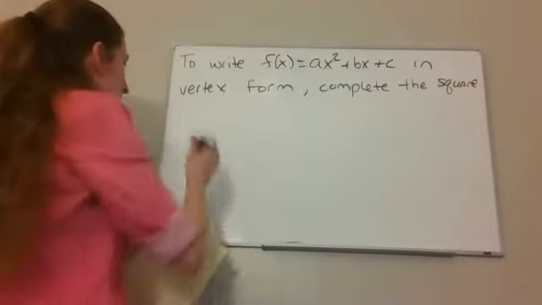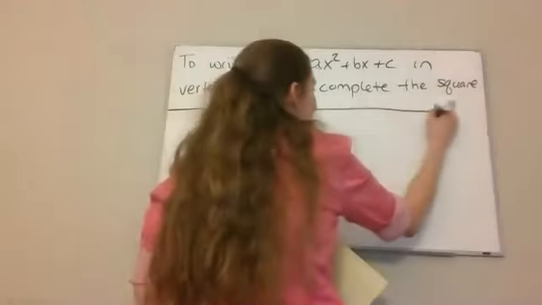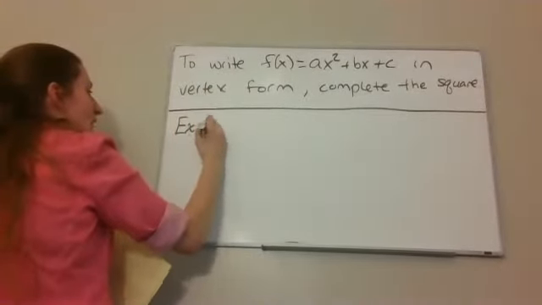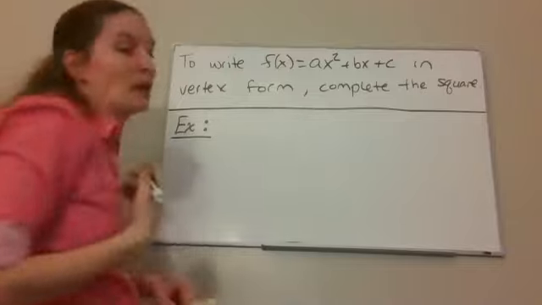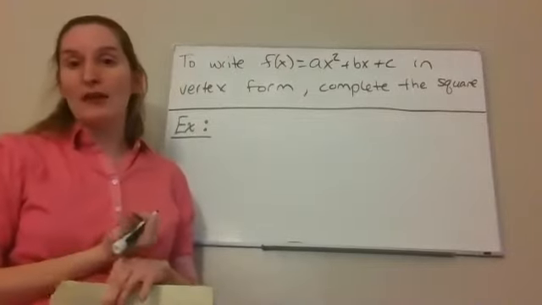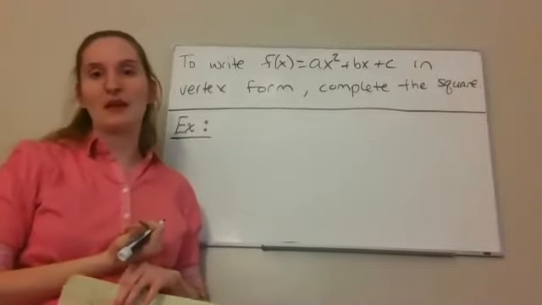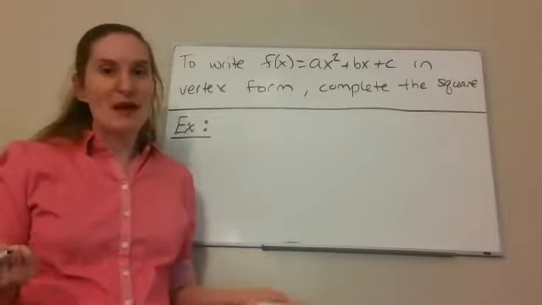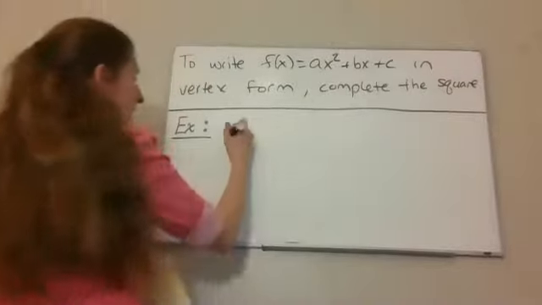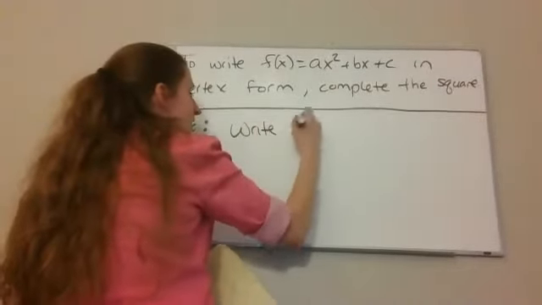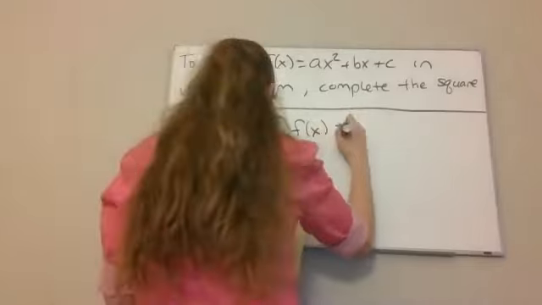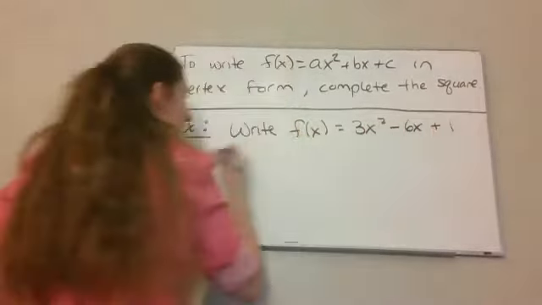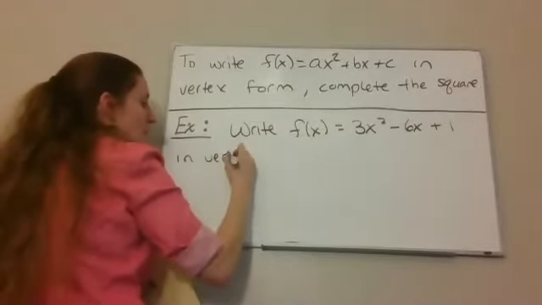I am going to warn you, it is a little strange putting it in vertex form. It's going to look a little bit different than our completing the square before, because when we completed the square in our last video, we only had a number on one side of the equation. Now we're going to have something involving a function name, f of x. So let's write f of x equals 3x squared minus 6x plus 1 in vertex form.